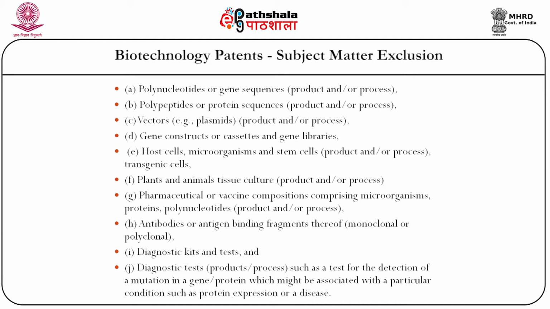form of product and process claims, transgenic cells, plants and animal tissue culture, pharmaceutical or vaccine composition comprising microorganisms, protein, polynucleotides, which are again in the form of both product and process claims, antibodies or antigen binding fragments thereof, which can be monoclonal antibodies or polyclonal, diagnostic kits and tests, such as the tests for detection of a mutation in a gene, protein which might be associated with a particular condition such as protein expression or a disease.